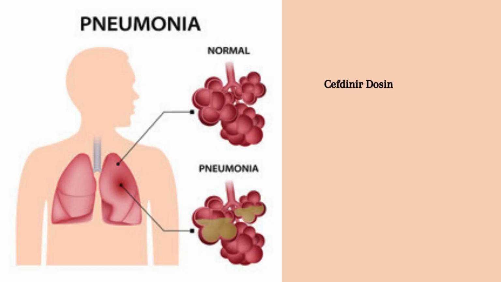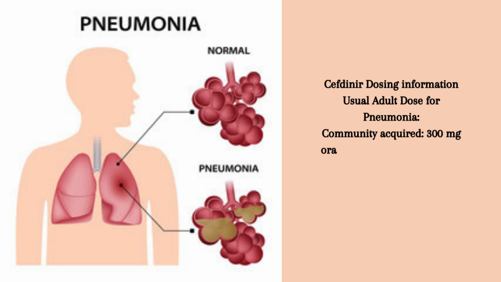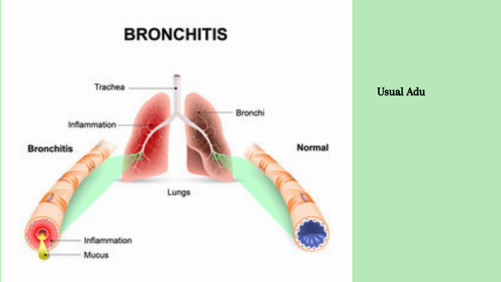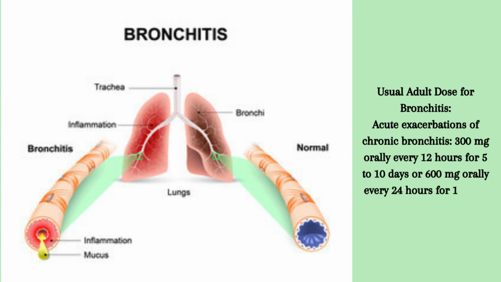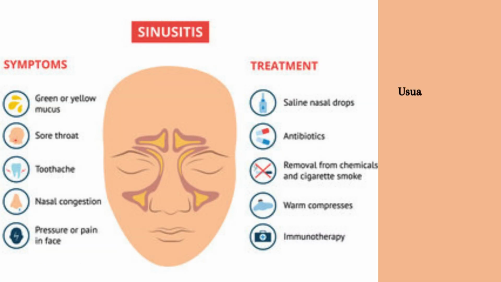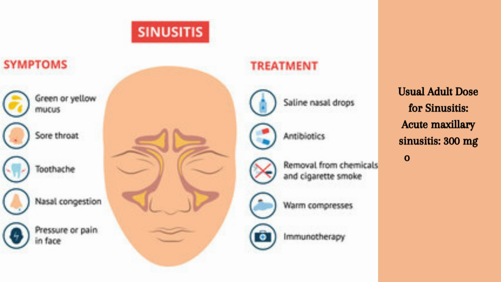Cefdinir dosing information. Usual adult dose for pneumonia, community acquired: 300 mg orally every 12 hours for 10 to 14 days. Usual adult dose for bronchitis, acute exacerbations of chronic bronchitis: 300 mg orally every 12 hours for 5 to 10 days or 600 mg orally every 24 hours for 10 days. Usual adult dose for sinusitis, acute maxillary sinusitis: 300 mg orally every 12 hours or 600 mg orally every 24 hours for 10 days.